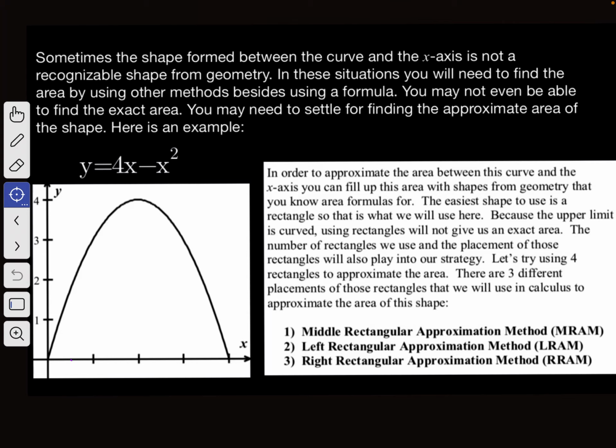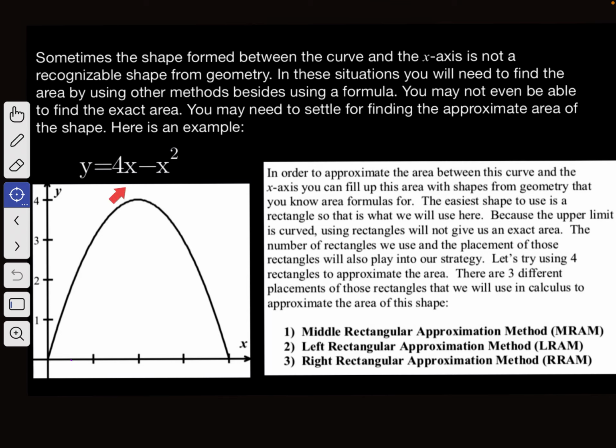Sometimes the shape formed between the curve and the x-axis is not a recognizable shape from geometry. In these situations, you need to find the area by using other methods besides using a formula. You may not even be able to find the exact area. You may need to settle for finding the approximate area of the shape.